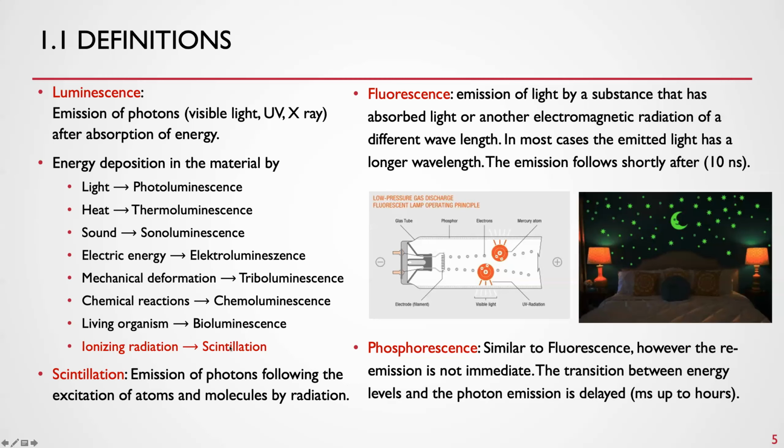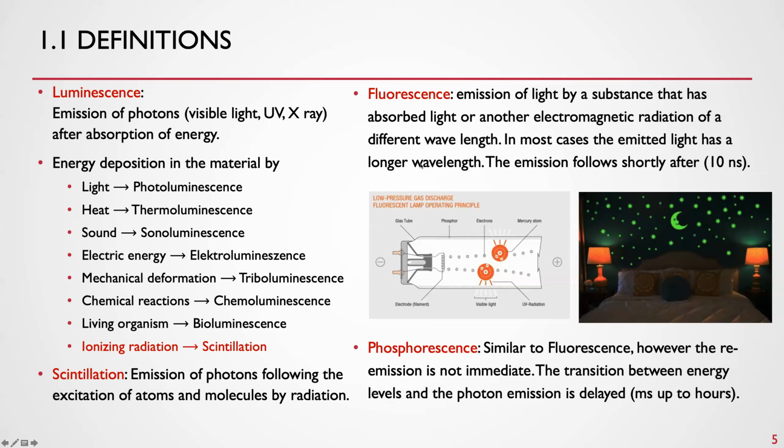So again, the underlying physical process that causes scintillation, that is the emission of light in the detector, is ionization. But in contrast to collecting, for example, electron-hole pairs or charge carriers, we now want to collect the light signal that comes with the ionization. So there's a different signal, but the same mechanism that produces it. So scintillation is the emission of photons following the excitation of atoms and molecules by radiation. That's exactly what we need in a high energy physics detector.